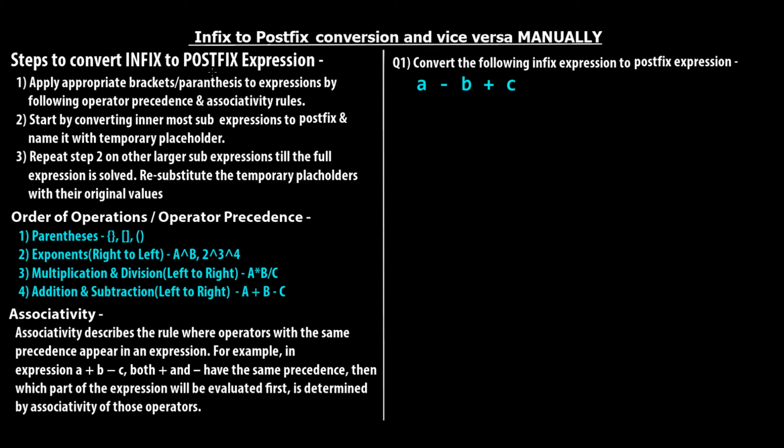So starting off, we'll convert infix to postfix expression, and as you can see, we've been given 3 steps. Step number 1, 2 and 3. And over here on the right, we have question number 1. We have to convert the following infix expression to postfix expression. Now infix expression is where the operator comes in between the 2 operands. So for minus operator, we have a and b as the 2 operands. For plus operator, we have a minus b as operand 1 and c as operand 2.